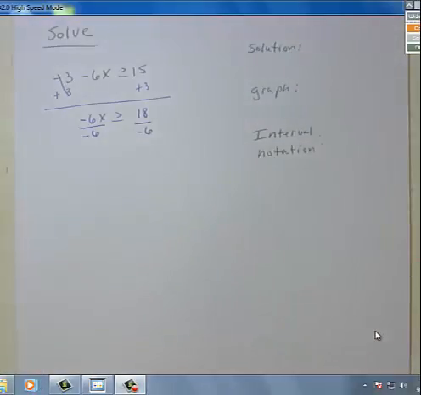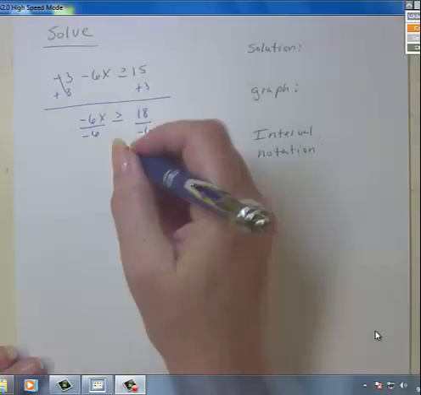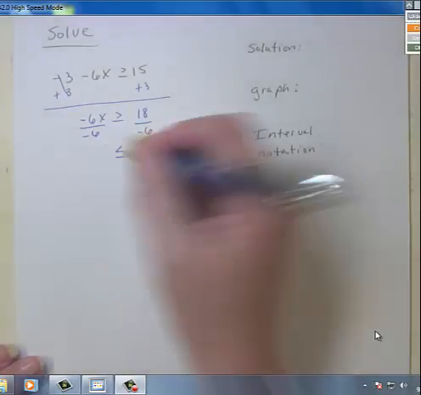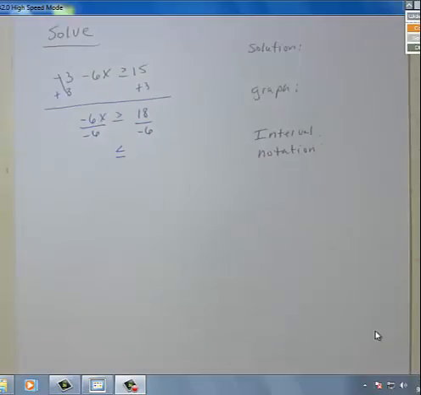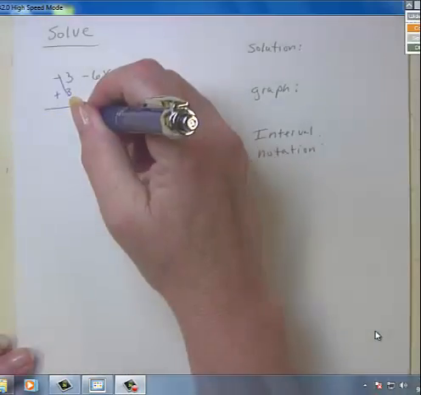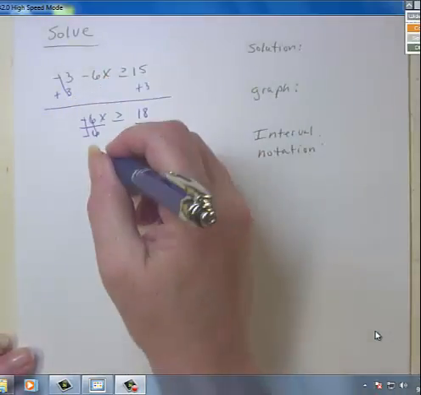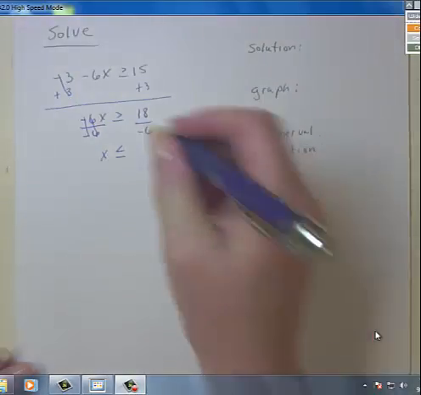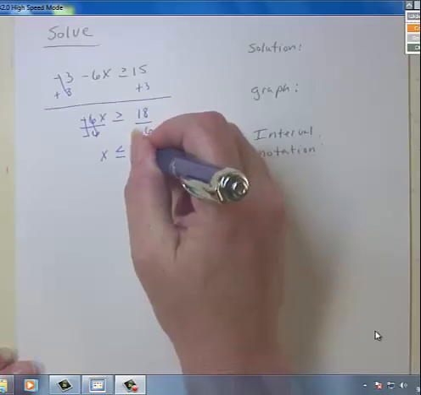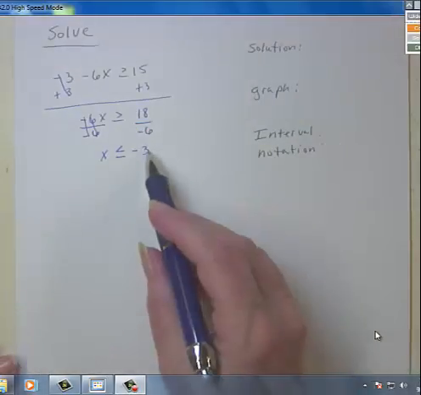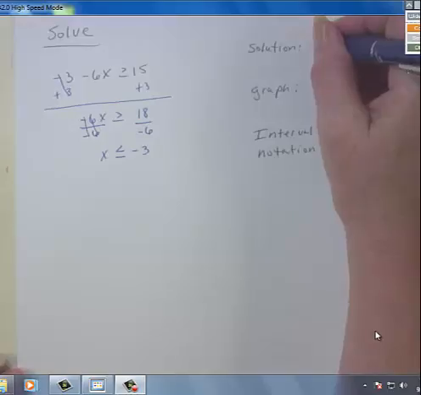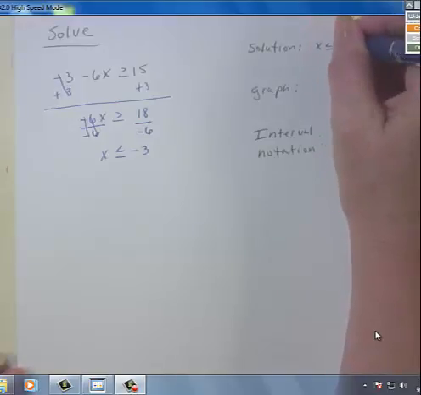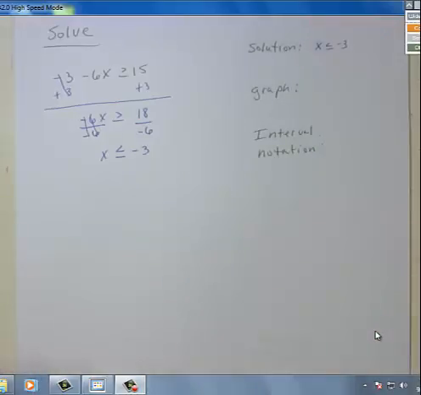But when we multiply or divide across the inequality by a negative number, we always flip the inequality. I like to do that first so I do not forget to do that. Now negative 6 divided by negative 6 will cancel out and we'll just have the x left over. And 18 divided by negative 6 will get us a negative 3. This is our solution. So you want to put the solution up at this part on your comp exam.